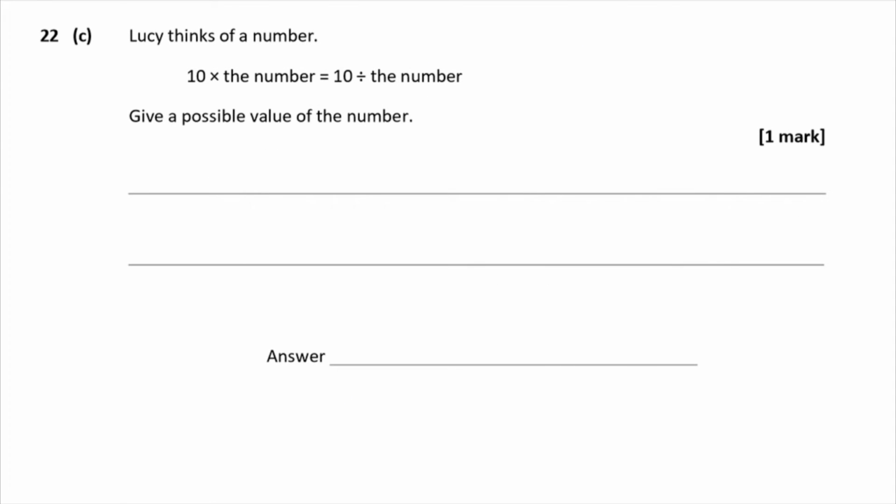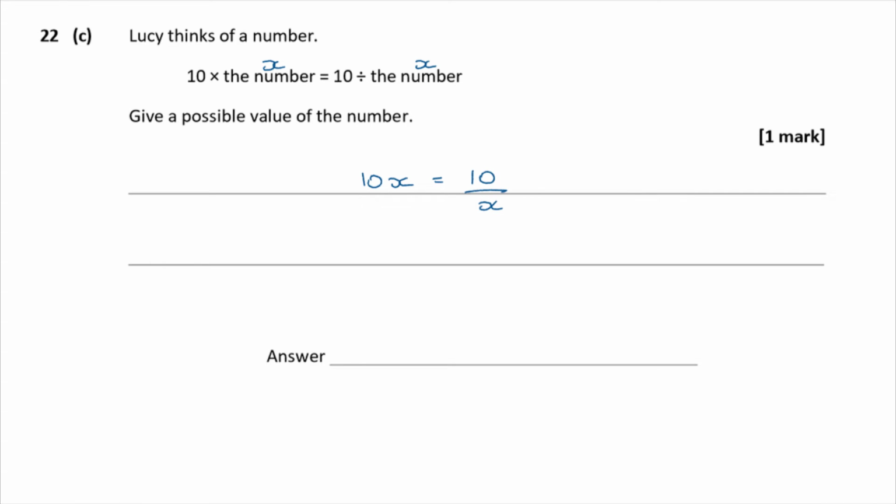You'd think Lucy had given up by now, but no, she's boldly going on. Lucy thinks of a number. 10 times that number equals 10 divided by the number. Give possible values of the number. Okay. Well, when I don't know the number in maths, I like to use a bit of algebra. So 10 times the number, 10 times x, equals 10 divided by the number, 10 divided by x. I'm going to write that down as an equation. So 10 times x, 10x, is equal to 10 divided by x, 10 over x.